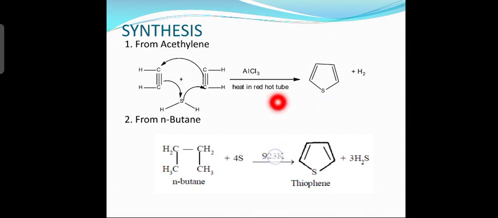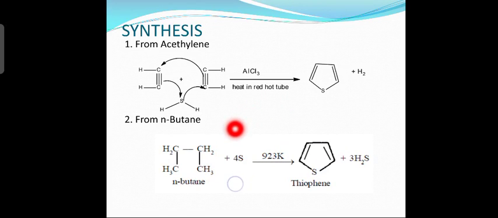You can see the triple bond will break, so that these electrons get shifted over here, forming a single bond with the sulfur, and this also a single bond. So you have thiophene, plus H2. Two hydrogen atoms will combine to form one hydrogen molecule. That's how you get thiophene.